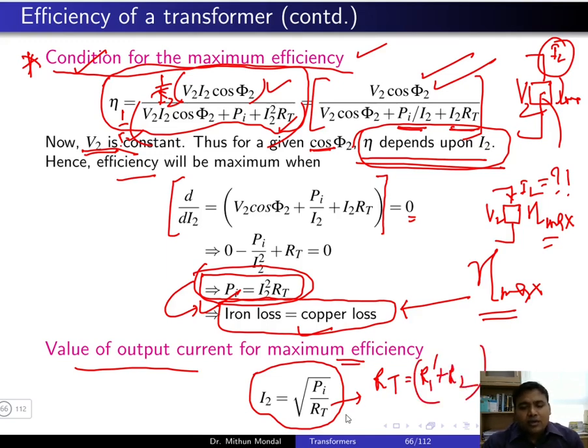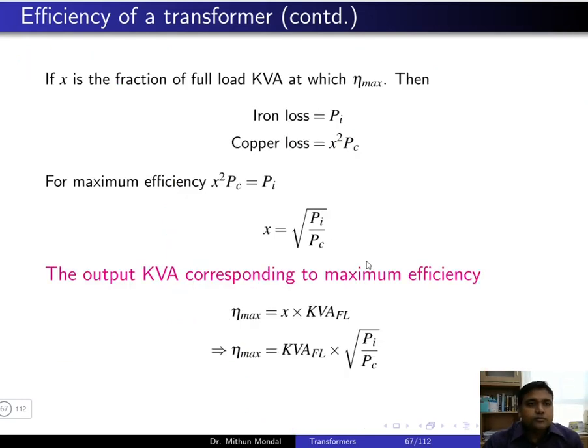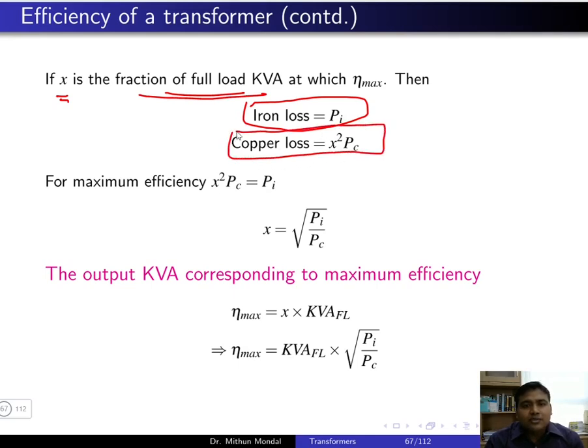So the current at the maximum efficiency condition, you have to remember, will be under root iron loss divided by RT, and the condition of maximum efficiency is iron loss is equal to copper loss. Now, as I said, the iron loss will be a constant loss, that is, iron loss will not depend upon the load. If X is the fraction of the full load kVA rating of a transformer for which the maximum efficiency has occurred, then the copper loss will be X square times PC, PC being the full load copper loss. So this is equation number 1 and this is equation number 2.